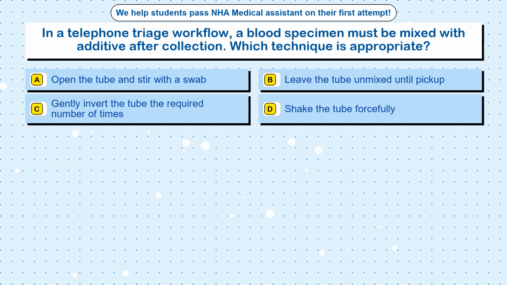Question 69. In a telephone triage workflow, a blood specimen must be mixed with additive after collection. Which technique is appropriate? Option A, open the tube and stir with a swab. Option B, leave the tube unmixed until pickup. Option C, gently invert the tube the required number of times. Option D, shake the tube forcefully.